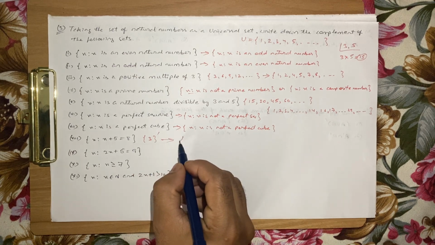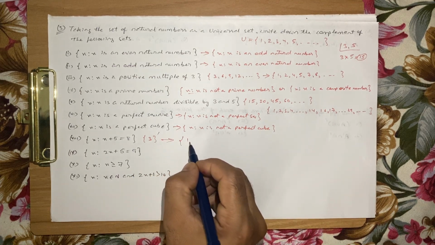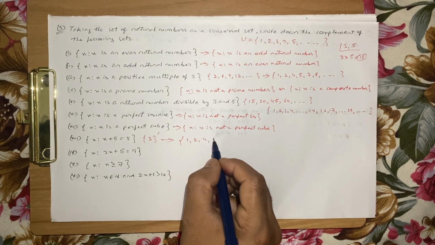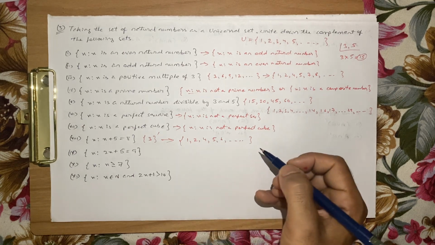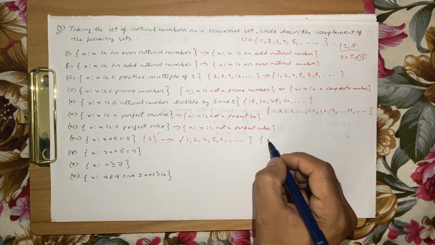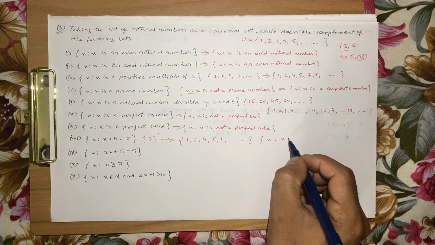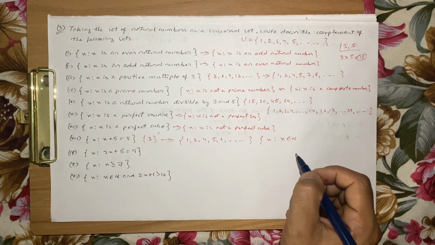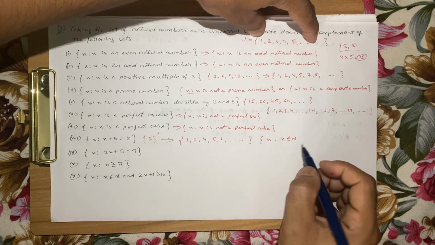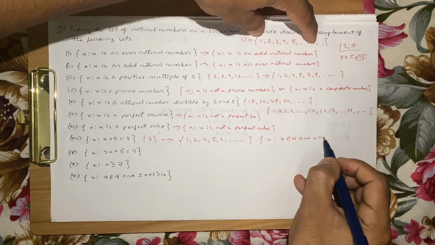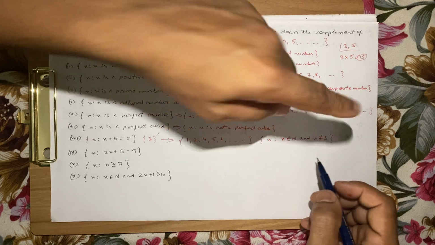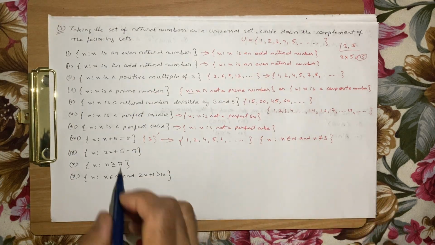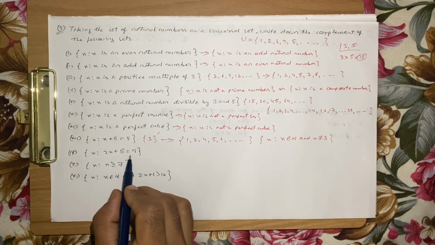It will be all the other elements, meaning 1, 2, not 3, then 4, 5, 6 and so on. This is the complement, or in the set builder form you can write it in this way: x such that x belongs to natural numbers, because the universal set is the natural numbers, and x is not equal to 3. Just x is not 3 and the rest all the natural numbers.